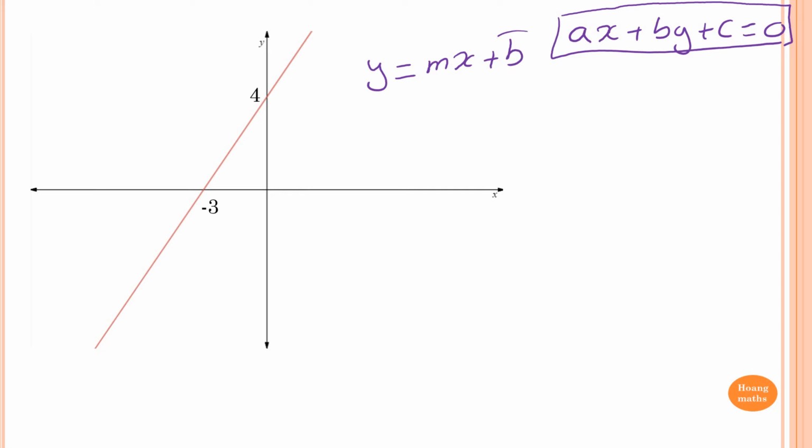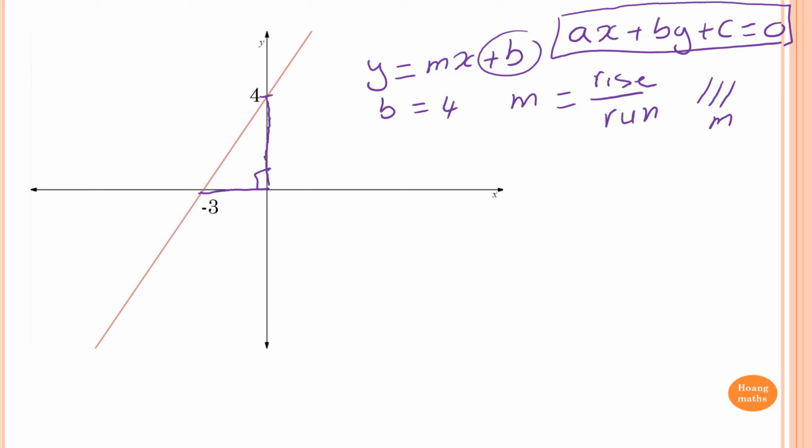So you know that b is the y-intercept. The y-intercept is 4. So write down first, b is equal to 4. There you go. And then the gradient is rise over run. m equals rise over run. In other words, you construct a right-angled triangle first to find the gradient. See? The line is going this way, so you have a positive m, m greater than 0. So that means m is positive. So I just find the rise first.